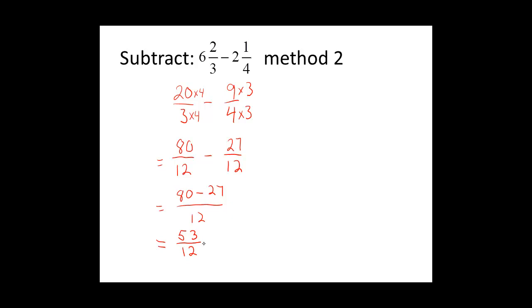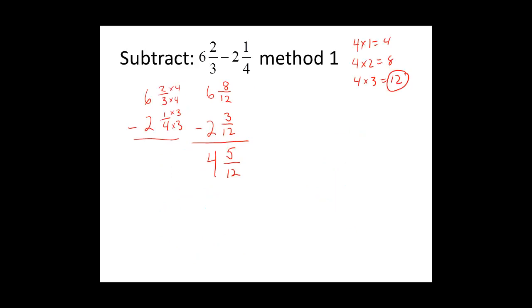To change it to a mixed number, we put the 53, the numerator, under the division symbol and divide by 12. 4 times 12 is equal to 48, and we will subtract and get 5. So our remainder is our numerator, and what we divided by is our denominator. So this, as a mixed number, is 4 and 5/12. This is the same answer we got when we did it method 1, 4 and 5/12.